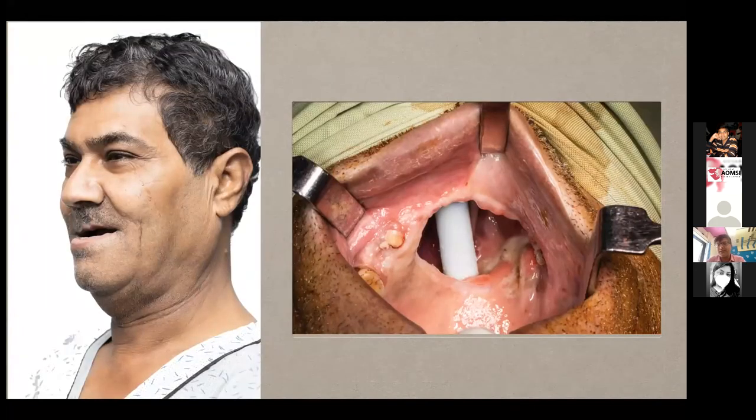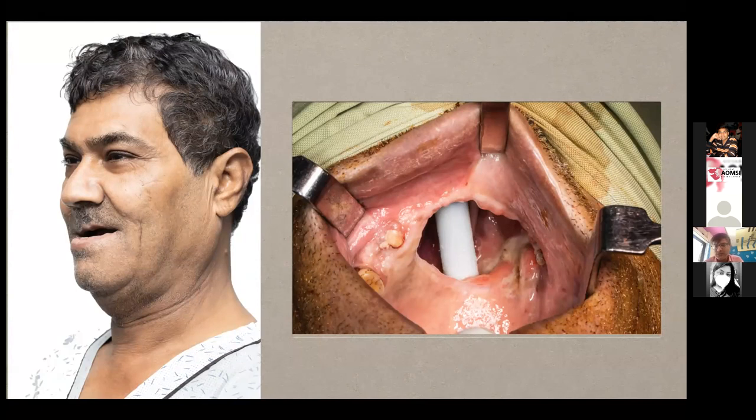Now, this is another patient in which bilateral total maxillectomy was done with the loss of palatal soft tissue. The basic complaint of this patient was that he was not even able to drink water. This had been going on for a long time. For 7 to 8 months, he was not able to do anything. We waited for another 3 to 4 months, and then we started his reconstruction.